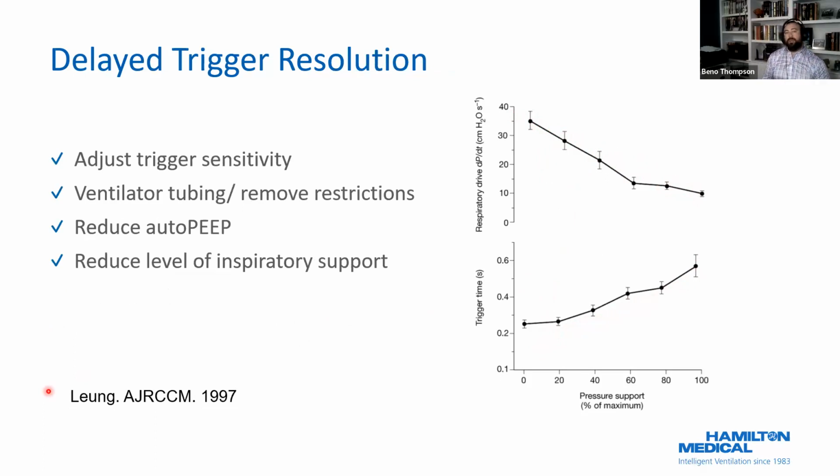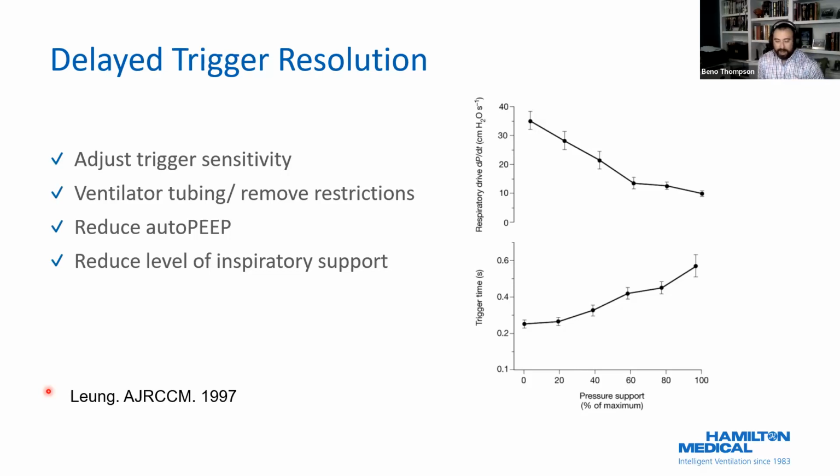So how should we fix a delayed trigger? Well, the easiest one is turn your trigger down, make it more sensitive, right? Second one, check your environment, remove any obstructions or restrictions in the ventilator tubing, change out your filter if it's got water in it, basic stuff like that, and then reduce auto PEEP. So how do we reduce auto PEEP?